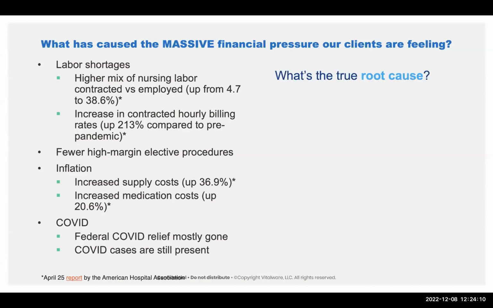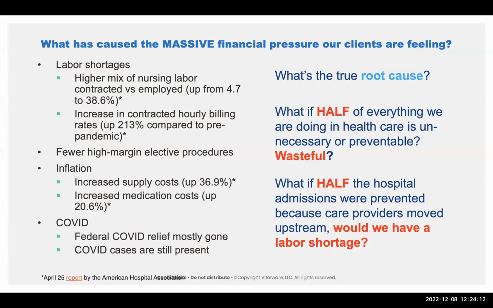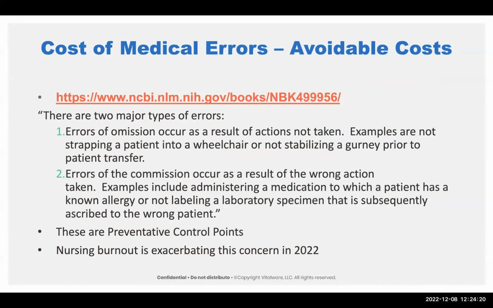So what is the true cause? We talked about those previously on a slide. I put it in here to make sure that we hit the theme again, that we're dealing with waste. The cost of medical errors, avoidable costs. There are two main types of errors. Errors of omission occur as a result of action not taken, so not strapping a patient into a wheelchair, or stabilizing a gurney. Errors of commission is the second type, that result in the wrong action taken, for example administering medication to a patient that has a known allergy, or not labeling a laboratory specimen, or labeling it with the wrong patient.